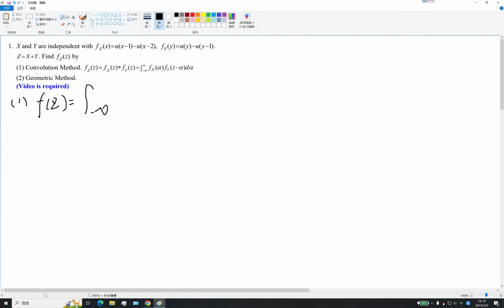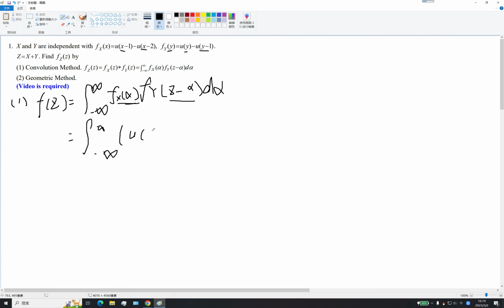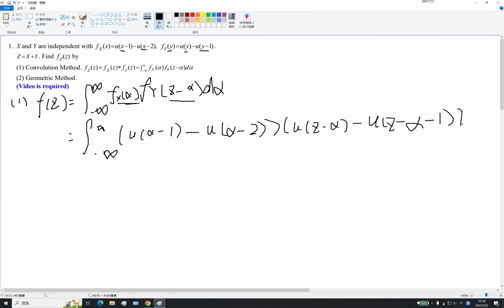In the convolution method, we know that f_Z(z) equals the integral from minus infinity to infinity of f_X(alpha) f_Y(z minus alpha) d alpha. So we substitute alpha and z minus alpha into X and Y. We get the integral from minus infinity to infinity, where f_X(alpha) equals u(alpha minus 1) minus u(alpha minus 2), multiplied by, substituting z minus alpha into Y, u(z minus alpha) minus u(z minus alpha minus 1), d alpha.